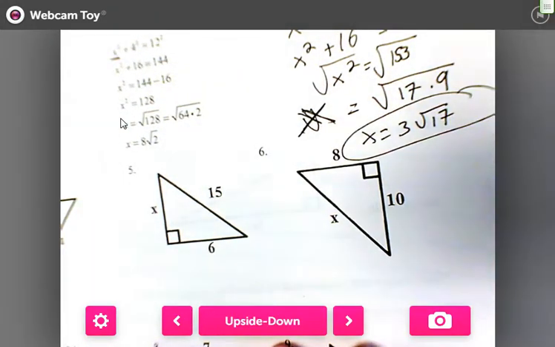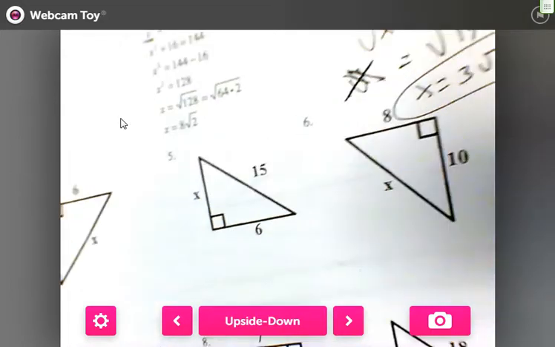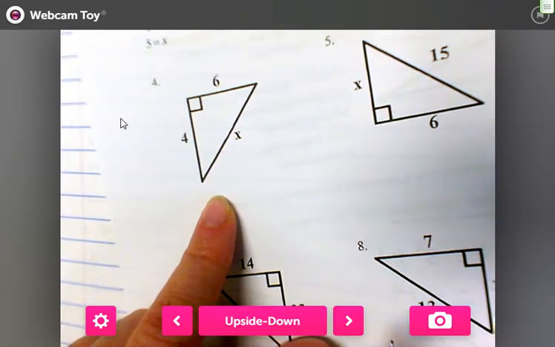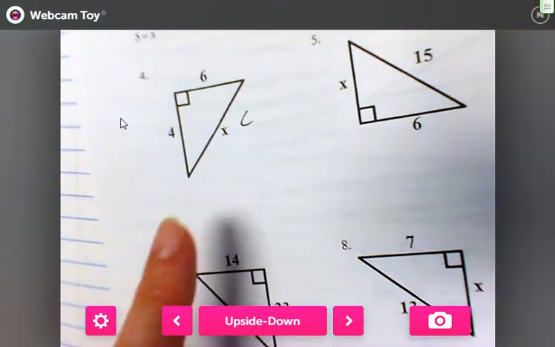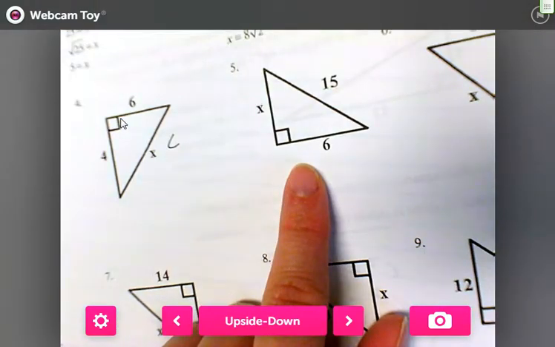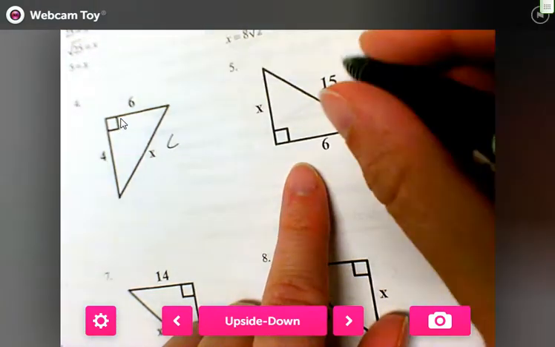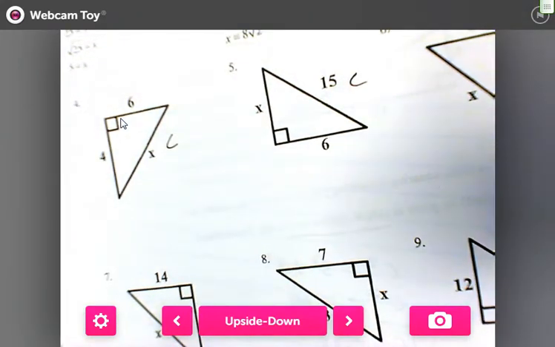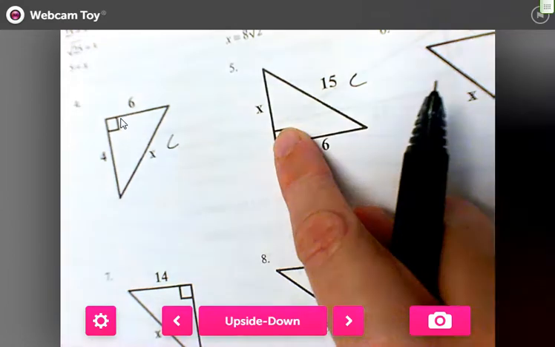Yes? How do you know which one is C? So C is always across from 90 degrees. So you tell me, Lauren, which one is C for number 4? Where's the 90 degrees? That little box, right? So which one is C? 4, 6, or X? Yeah. For number 5, which one is C? X, 6, or 15? 15. Good. Is that better? Okay. It's the longest side, and it's always across from that little square, that 90 degrees.